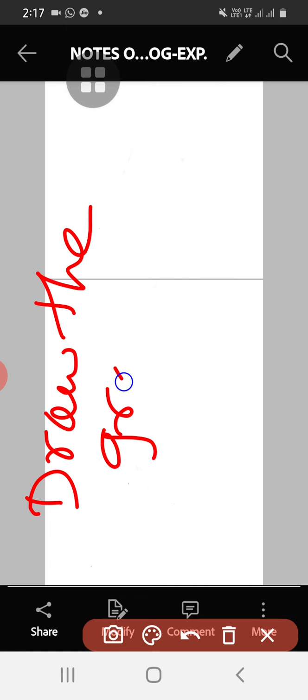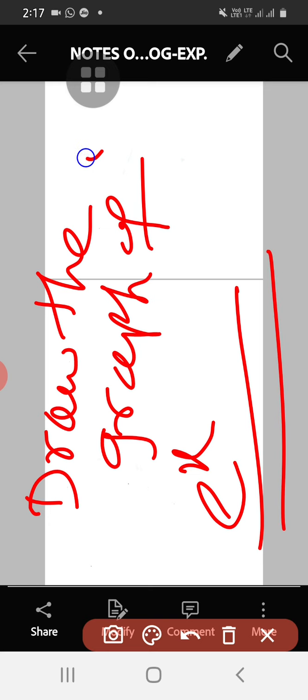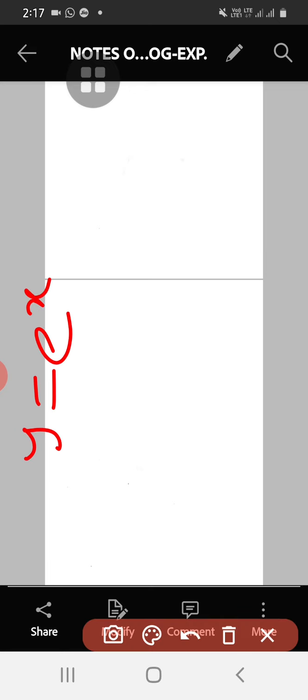In this class, let us draw the graph of the function e to the power of x. We can draw it neatly on the graph sheet. I will show how to draw the graph. Afterwards, you draw the graph of the exponential function and the logarithmic function on graph sheets. Let us draw the graph of y is equal to e to the power of x.